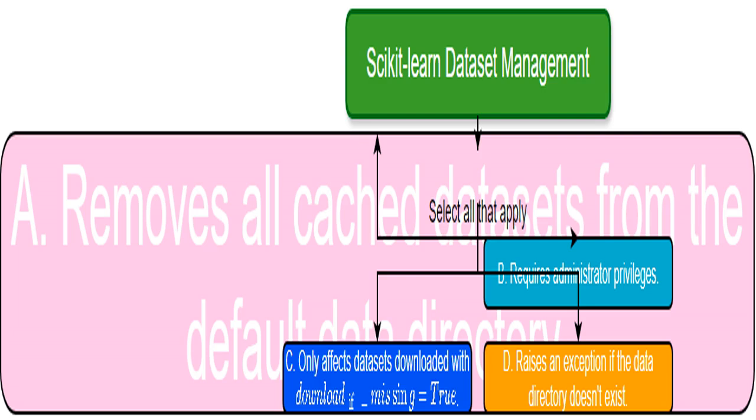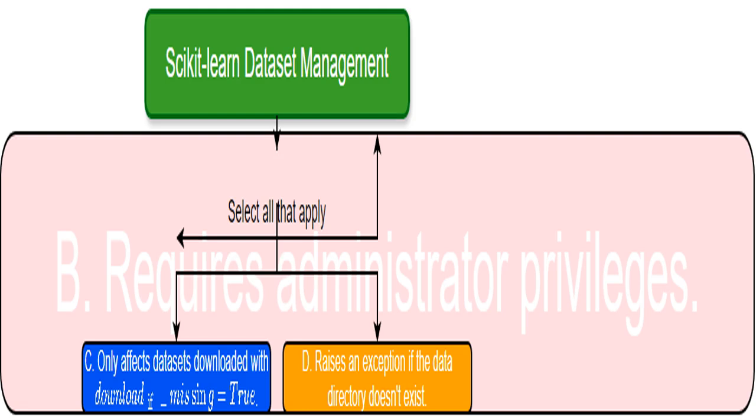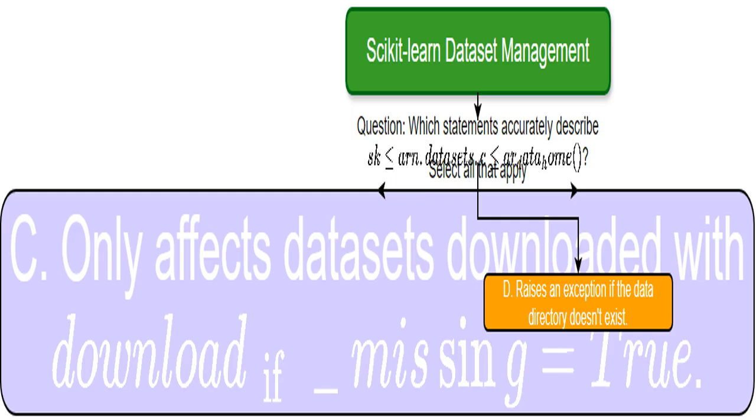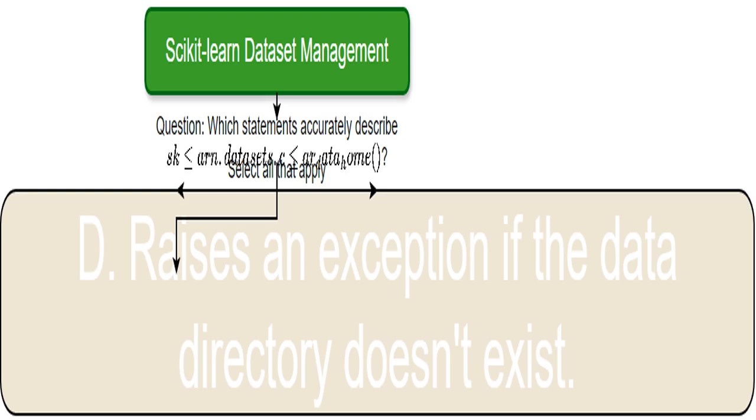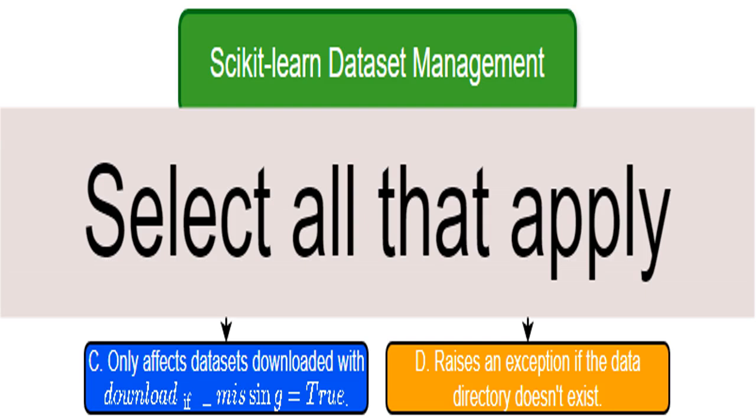This option is correct. The function's main job is to delete any cached scikit-learn datasets from the standard location on your computer. This statement is incorrect. I do not need special permissions. clear_data_home works with your existing user permissions. This statement is incorrect. The function deletes all cached datasets, not just those downloaded using that particular parameter. This is incorrect. The function is designed to handle this scenario gracefully. It will not stop with an error message if the data directory is missing. This instruction reminds you that multiple options might be correct and that you should choose all the correct ones.